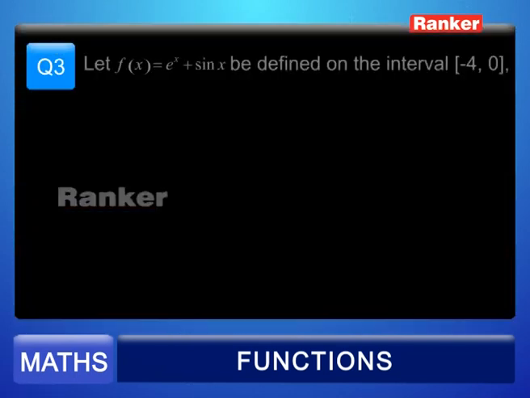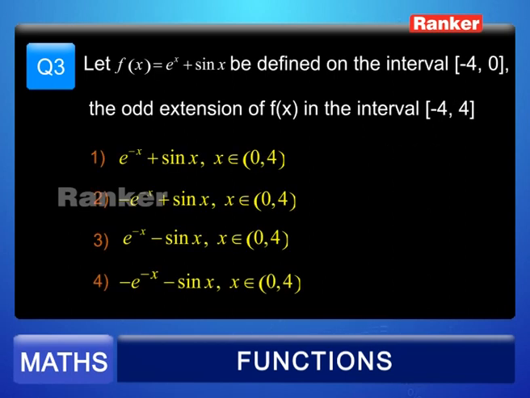The next question before us is, let f of x is equal to e power x plus sin x be defined on the closed interval minus 4 to 0. Then the odd extension of f of x in the closed interval minus 4 to 4 is, the first option is e power minus x plus sin x for all x in open interval 0 to 4. Second option is minus e power minus x plus sin x, x is in the open interval 0 to 4. Third option is e power minus x minus sin x, x belongs to open interval 0 to 4. And the fourth option is minus e power minus x minus sin x, x is in the open interval 0 to 4.